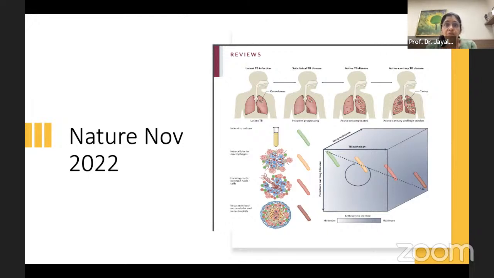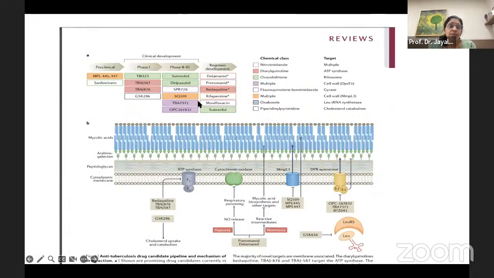Newer drugs are available. There are many more in the pipeline. So basically, we need to treat now for latent tuberculosis, see if the patient has subclinical tuberculosis, active TB, cavitary TB, and see whether the patient has any drug resistance, see whether there is drug tolerance. This is the pathology showing how there is caseous necrosis, how in the lymph nodes there are cords formed, and there are intracellular macrophages where the TB germs can hide, and how the germs can be cultured.